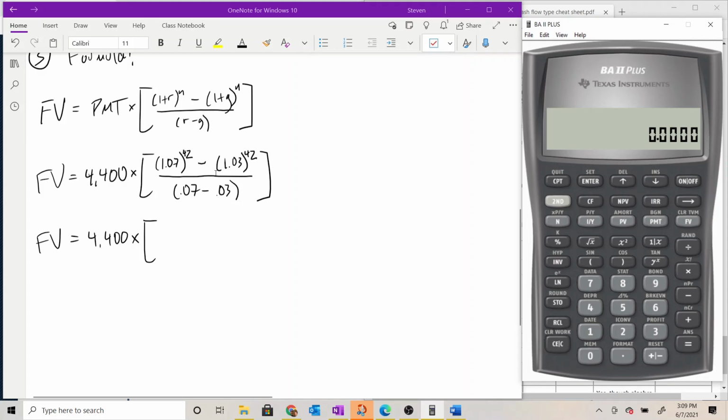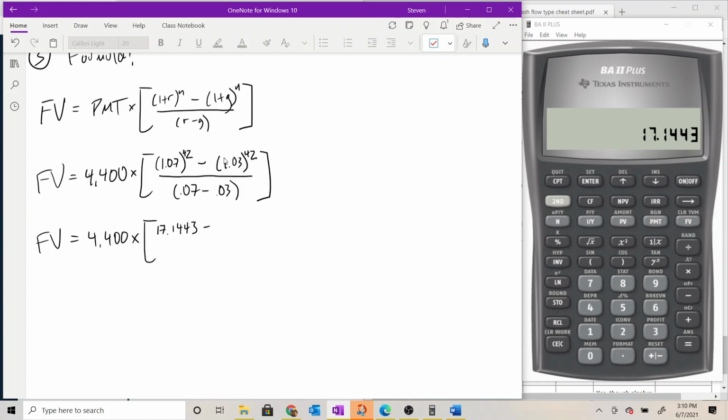I'm going to raise 1.07 to the 42, and if I'm using the BA II Plus, the way that I do that is by typing in 1.07, and I press the Y to the X key to raise the value on the display to the number that I type in next. In this case, I want to raise it to the 42, so now I'll type in 42, and I'm going to press equals to force it to do that function. So it took 1.07 and multiplied it by itself 42 times. So that's 17.1443.